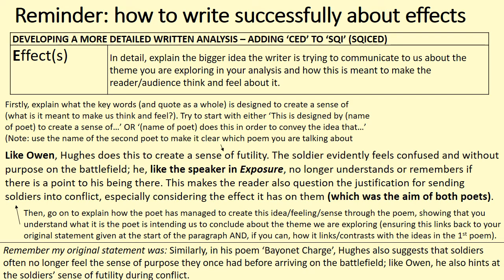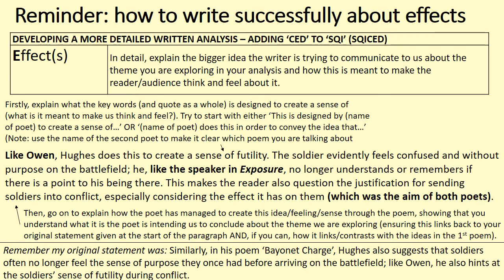So I'm going to start by first explaining what the keywords in the quote as a whole was designed to make me think and feel. Okay, it was designed to create a sense of a particular feeling. But I'm going to start that phrase by either saying it's like Owen or it's in contrast to Owen. Okay, so my points are similar, so I'm going to start with like Owen. I'm then going to say that Hughes, the second poet, does this to create a sense of, and in this case, he wanted to create a feeling of futility. Okay, so that's my claim. It's designed to create a sense of futility, as was the aim of Owen.